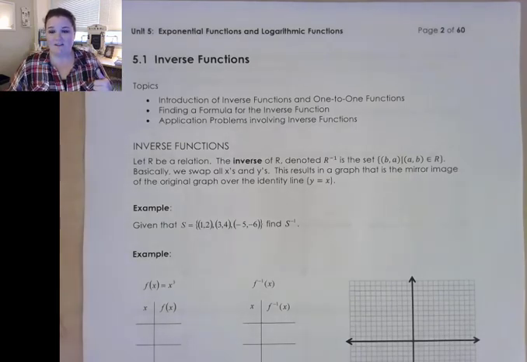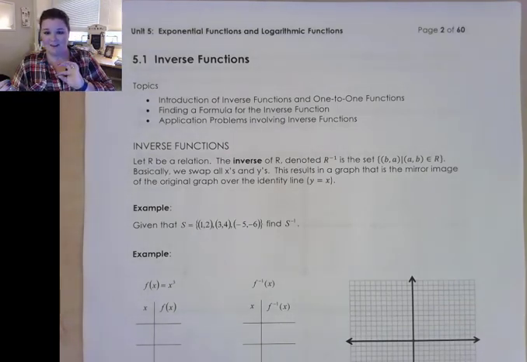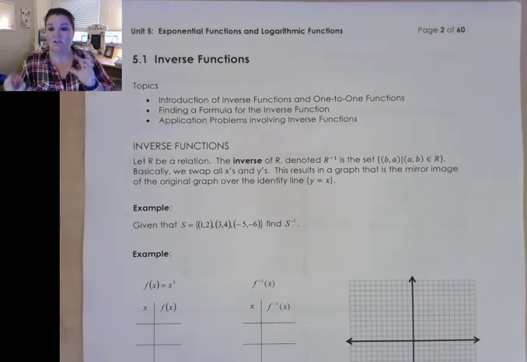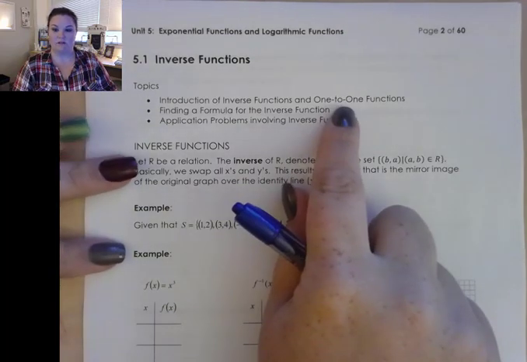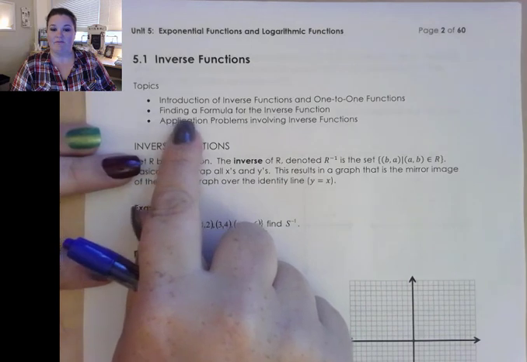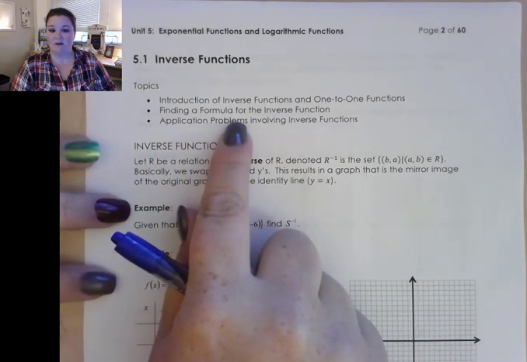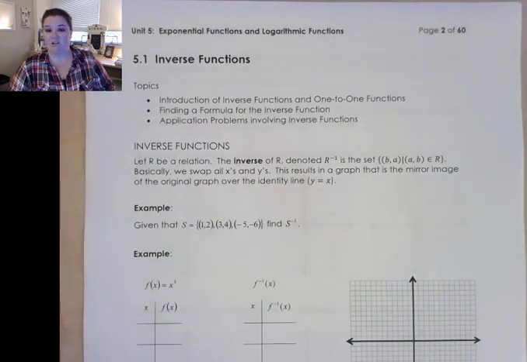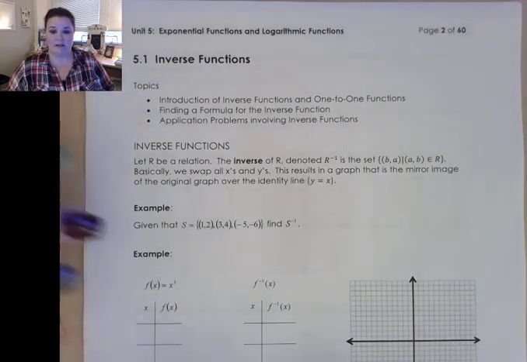All right, so we're going to start Unit 5, which kicks off with a section on inverse functions. So inverse functions, we need to define what they are, right? They're the function that undoes another function, if you want to think about that, or a function's opposite. In order for a function to have an inverse function, it must be one-to-one, so we're going to talk about that. We're going to talk about how to find the formula for an inverse function algebraically, and then we're going to look at some application problems involving inverse functions, okay?